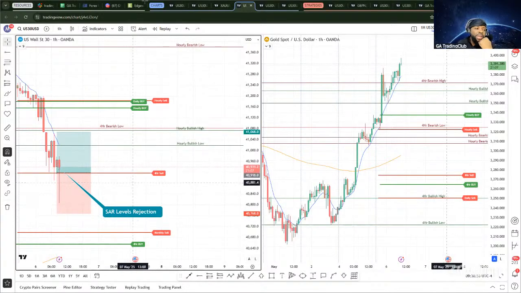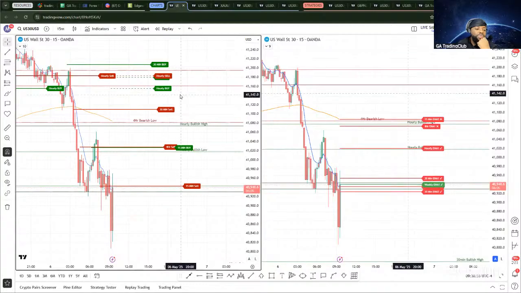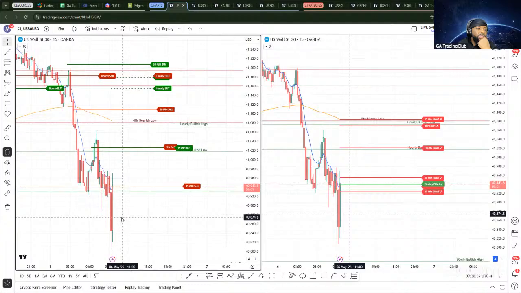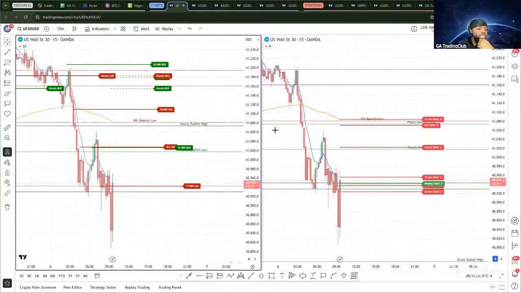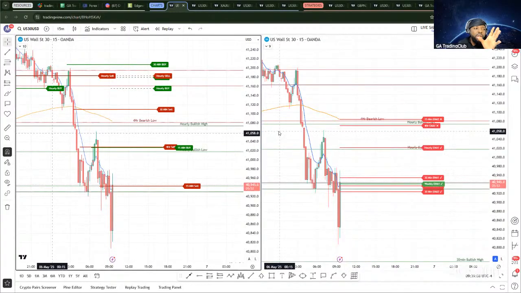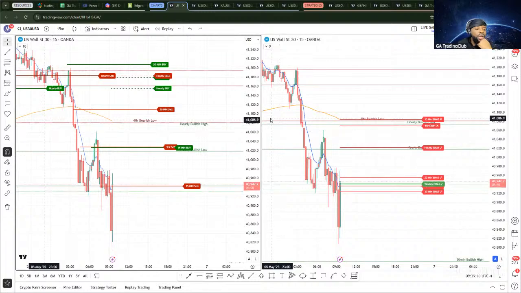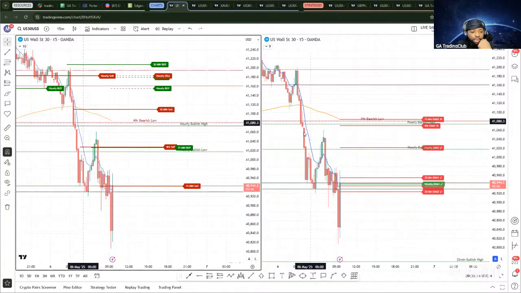But yeah, for me, nowadays I just prefer to do the rejection scalps based off of SAR or based off of the EMA, and also the order block actually. So you can also do the rejection scalps based off of order blocks.